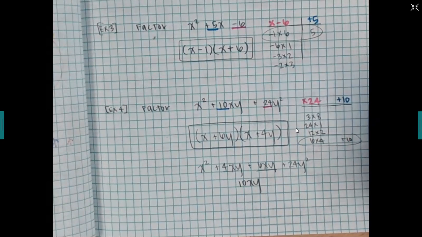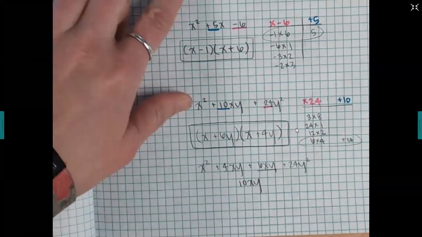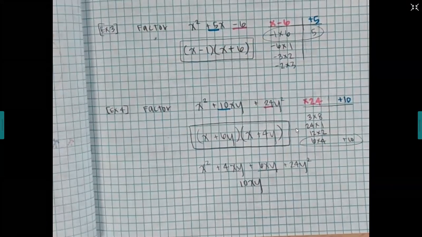And that is how you factor trinomials that are in the form ax squared plus bx plus c, where a is equal to 1, and we try and find the pattern between the b and the c.